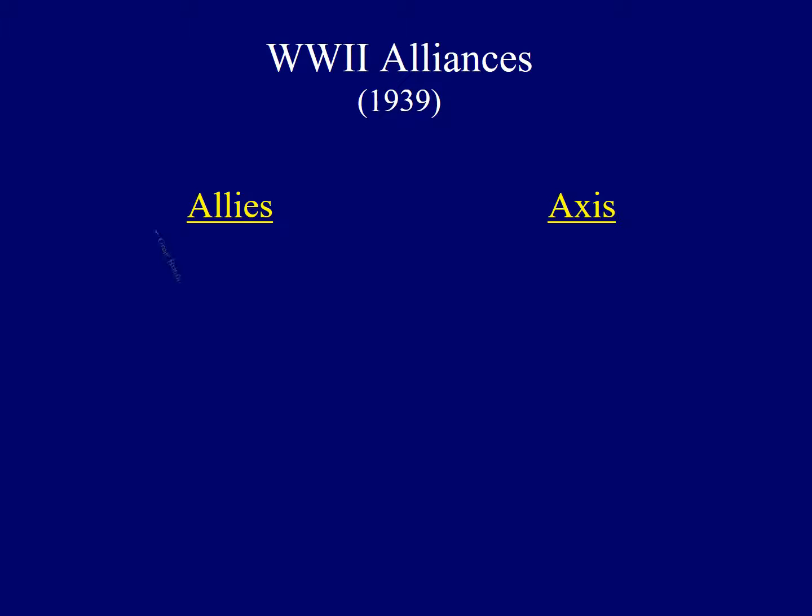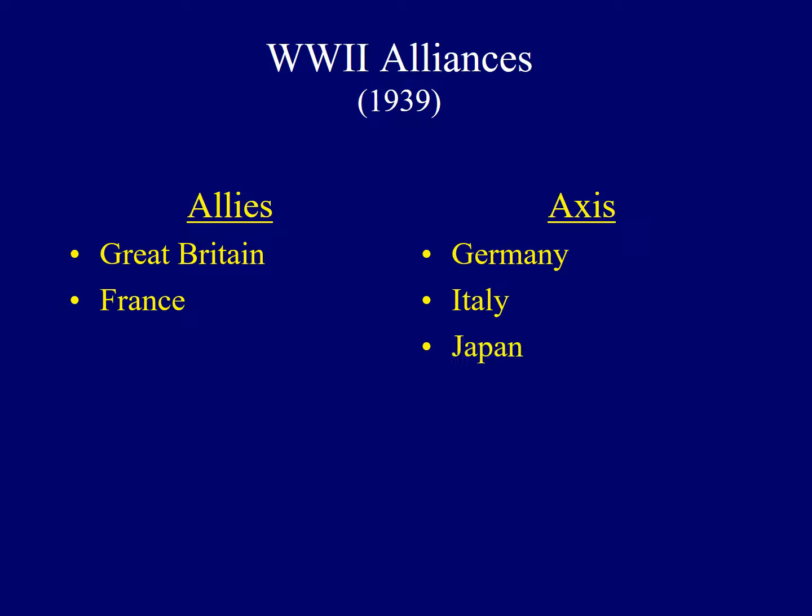When Germany invaded Poland, a series of alliances were formed. The Allied powers at that time involved the British and the French, and the Germans formed the Axis powers. They were the leading country, but they also included Italy and Japan.